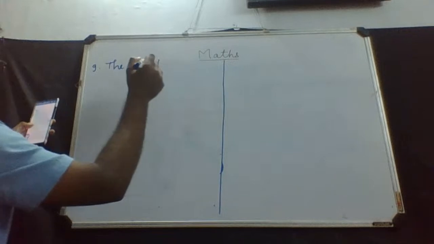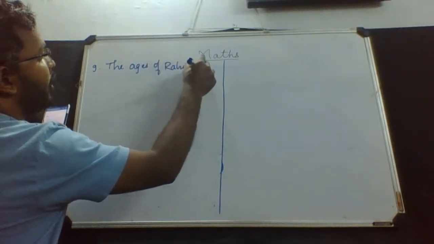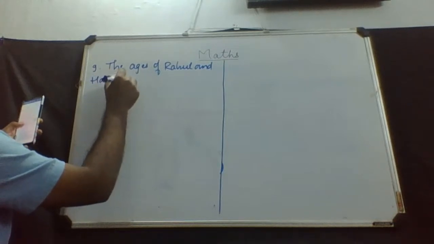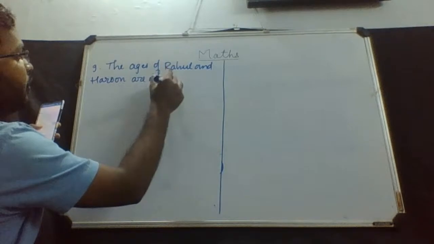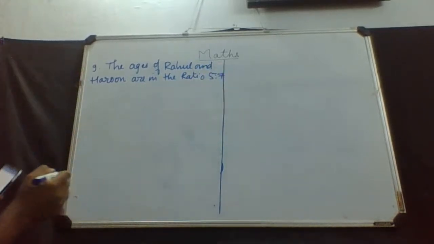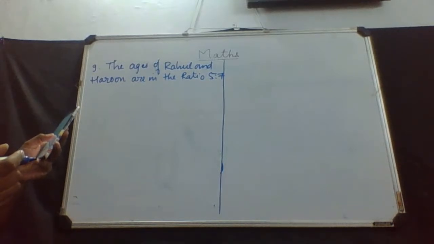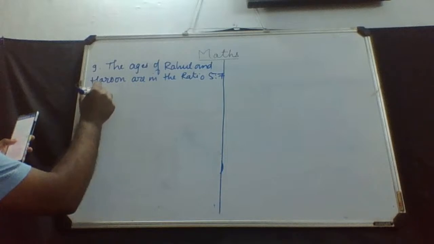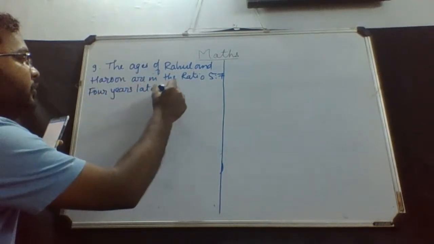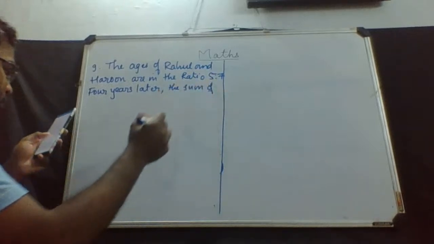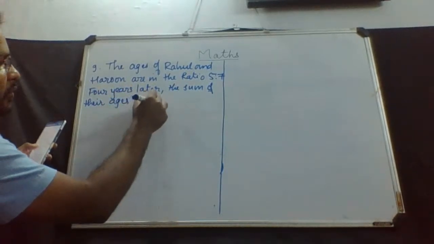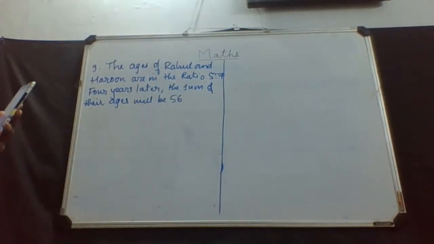The ages of Rahul and Arun are in the ratio 5 is to 7. 4 years later, the sum of their ages will be 56. What are their present ages?